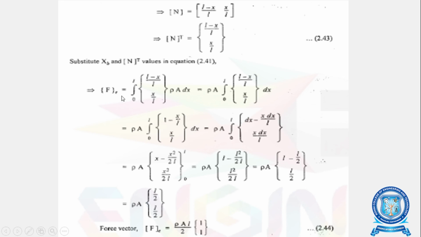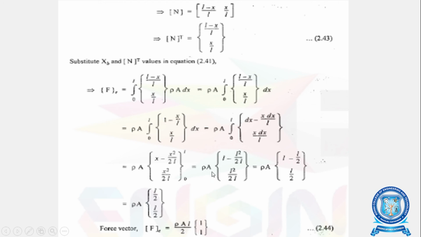So the F matrix is equal to integral 0 to L of (L minus x) by L into rho A dx, which is equal to rho into A integral 0 to L of (1 minus x by L) dx. So that is rho into A integral 0 to L of dx minus x dx divided by L, which is equal to rho A into [x minus x squared divided by 2L] from 0 to L.